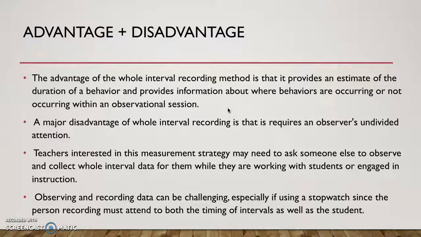Advantage and disadvantage. The advantage of the whole interval recording method is that it provides an estimate of the duration of a behavior and provides information about where behaviors are occurring or not occurring within an observational session.